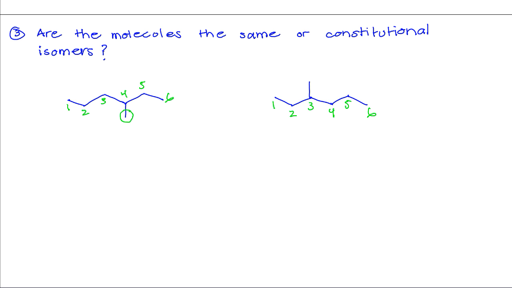Now we need to figure out if this CH3 is in the same place or if it's in a different place. I've numbered it one way. Let's try numbering it from the other end to make sure we didn't overlook anything. If we numbered it this way, 1, 2, 3, 4, 5, 6, we see that that CH3 is on the same carbon. It's on carbon 4. So these are in fact the same molecule. They're not isomers. It's just rotated.